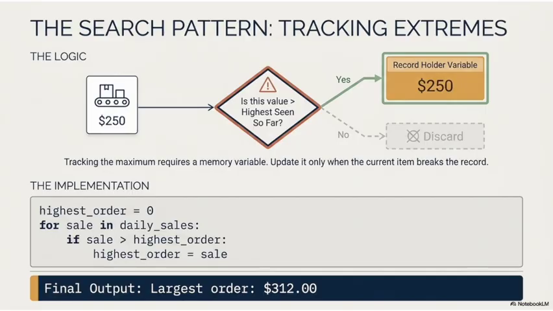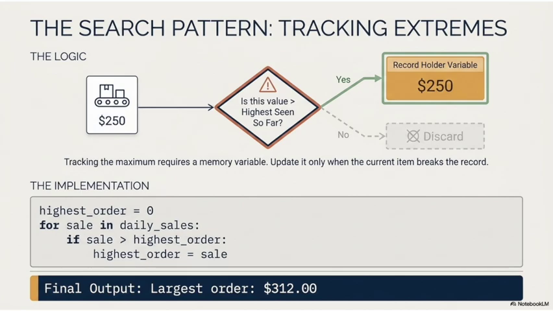So highest order is equal to 0 before the loop. Inside, if the sale is greater than the highest order, highest order is equal to sale. After the loop, highest order contains the largest value seen. Initialization matters here. Starting at 0 works for finding maximums in datasets with positive values.